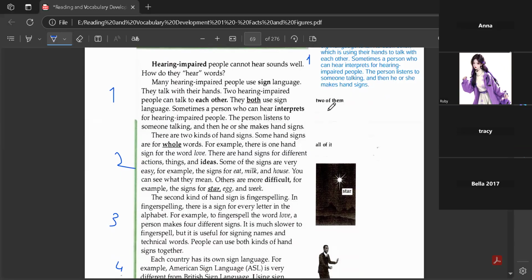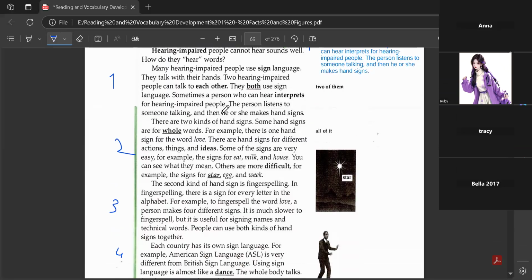Coming to the second paragraph. There are two kinds of hand signs. Some hand signs are for whole words. For example, there's one hand sign for the word love. There are hand signs for different actions, things, and ideas. Some of the signs are very easy, for example, the signs for eat, milk, and house. You can see what they mean. Others are difficult, for example, the signs for star, egg, and week.